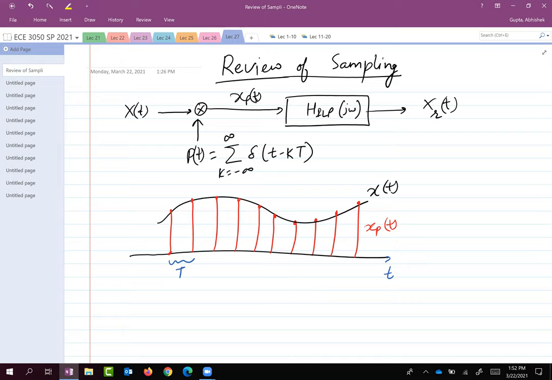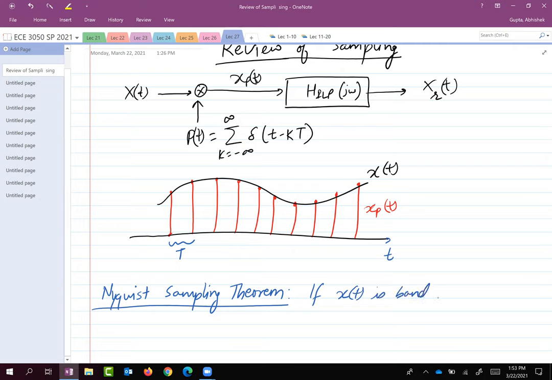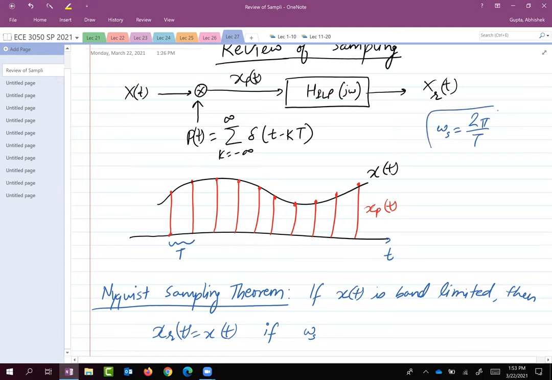One of the things we studied was the Nyquist sampling theorem, on Wednesday, which basically says that if x is band limited, then x_r(t) equals x(t) if omega_s, the sampling frequency, which is 2 pi over capital T, is greater than 2 omega_m.